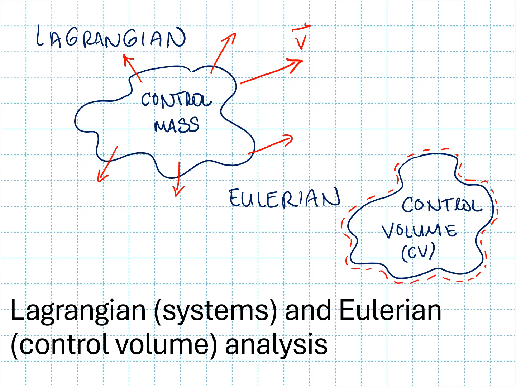And mass or energy or momentum can get into our control volume by flowing across that control surface and going in, and then it can flux out like that. And so this Eulerian approach tends to be a more practical approach to some of the most common problems that we have in fluid mechanics.